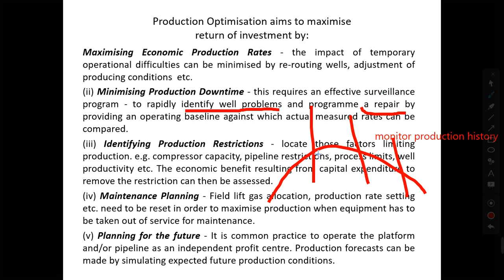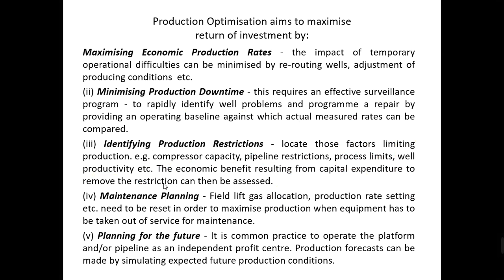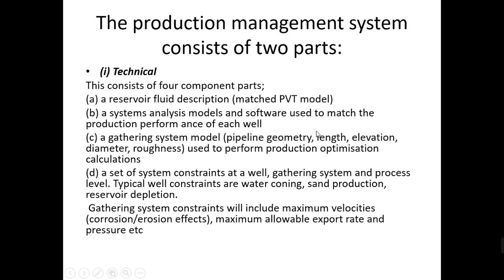Other restrictions could be, for example, if you have gas production, you don't have good compressors. Maybe you want to produce more, but the pipelines are small. Maybe you cannot process it here, the refinery is not ready to take it, or well productivity is declining because the tubing size is not good. These could be the production restrictions. Maybe after some time the pressure declines, so you have to look at the lift gas allocation, the production rate setting, and so on. Whatever options you have, your objective is to maintain the production rate, producing the maximum and minimizing the downtime.